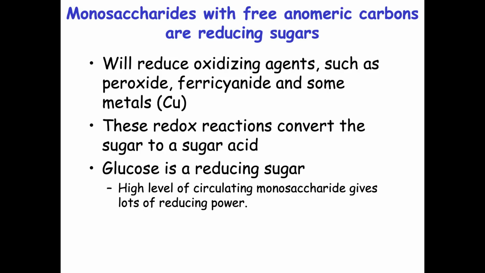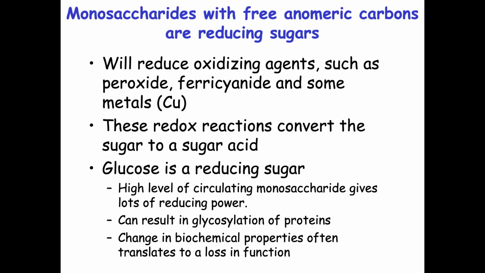And high levels of circulating monosaccharides give lots of reducing power. So basically, you have a lot of this reactive molecule present in the blood, and that results in glycosylation of proteins. These glucose molecules get added to different proteins, and as you might imagine, this results in a change in biochemical properties that often translates to loss of function.